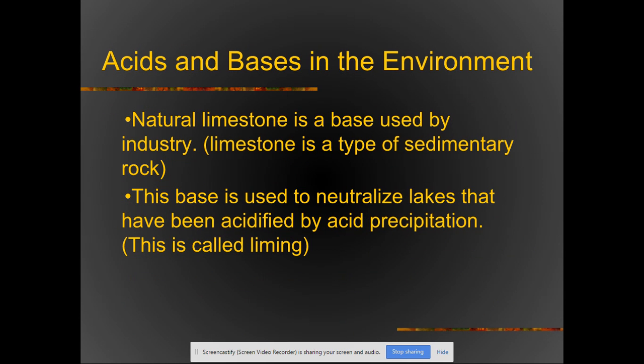Now, acids and bases in the environment. Natural limestone is a base used by many industries. Limestone is a type of sedimentary rock. This base is used to neutralize lakes that have been acidified by acid precipitation. This process is called liming.